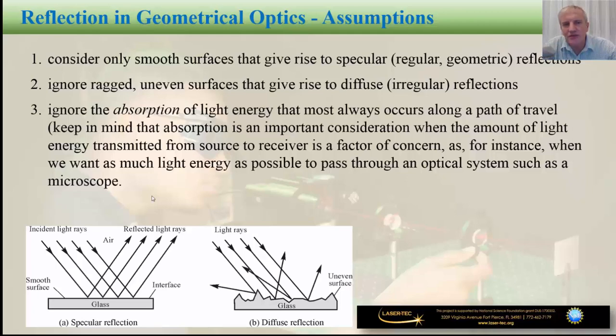Absorption is a phenomenon where the light energy is being transferred to the medium while the energy of light is being reduced, and it is not to be considered in the field of geometrical optics. Once more, we are ignoring the absorption of light energy that almost always occurs along a path of travel. Keep in mind that absorption is an important consideration when the amount of light energy transmitted from source to receiver is a factor of concern, as for instance when we want as much energy as possible to pass through an optical system such as a microscope. Those types of concerns are not to be considered in geometrical optics, which is the topic that we are discussing here.